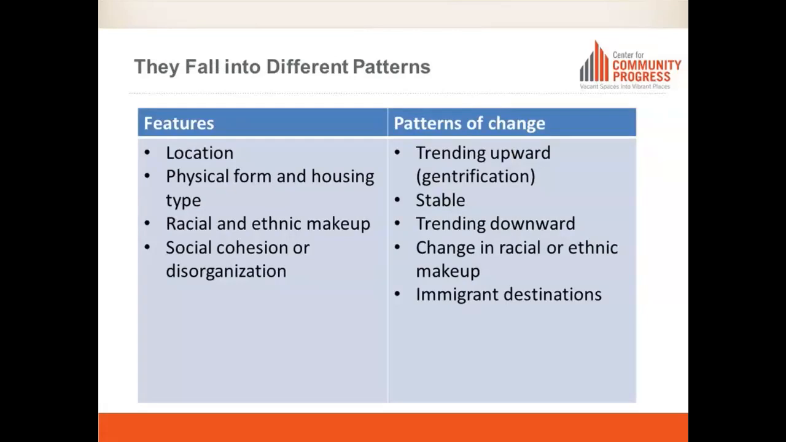At the same time, they're trending in many different directions. Some, not huge numbers, but some are in fact trending upward and becoming what one could say is gentrified. Others are reasonably stable, at least for the time being. Many others are trending downward. Some have stayed for a long period essentially the same in terms of their racial or ethnic composition. Others are changing. And then some have become immigrant destinations.